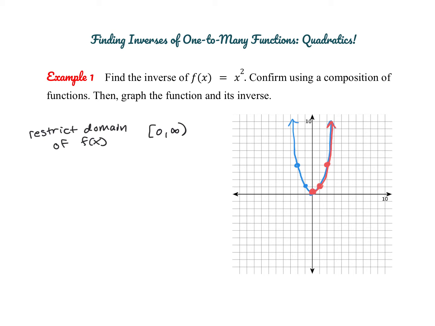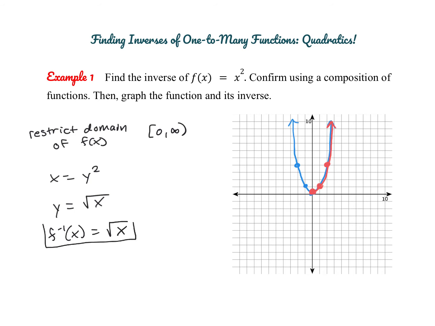So from here, now that we've had this restriction of our domain, we can find the inverse algebraically. We're still going to swap x and y. So we have x equals y squared, and then instead of taking the plus or minus square root, all we need to do is take the positive square root. So y equals the square root of x. Again, usually when we take the square root, we would take the plus or minus square root of both sides. Here, we'll just take the positive square root, and this is going to be our inverse function.